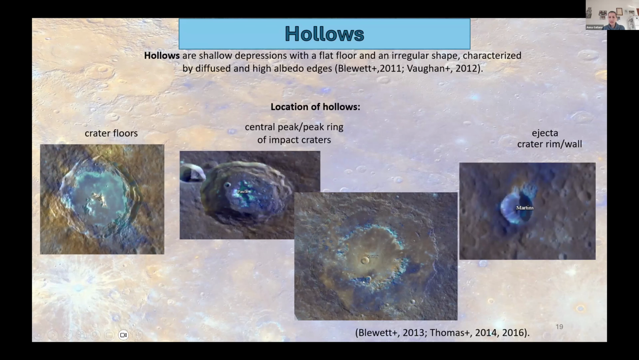Also in this case, the hollows and low reflectance material are hosted in the peak ring. But hollows are also found on the ejecta of craters and on their crater rim or wall. And this is a case that joins both these cases. In fact, hollows are both on the ejecta of this crater, but can also be found on the wall of this crater.